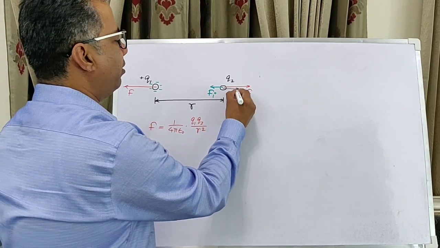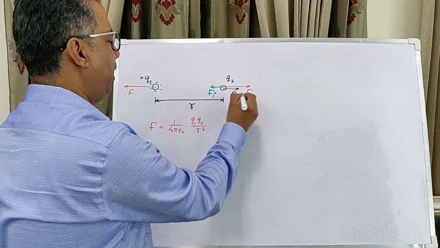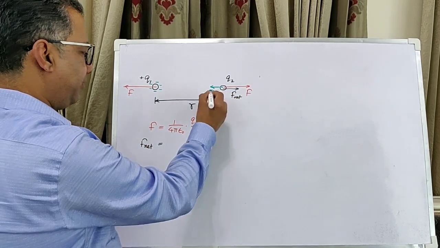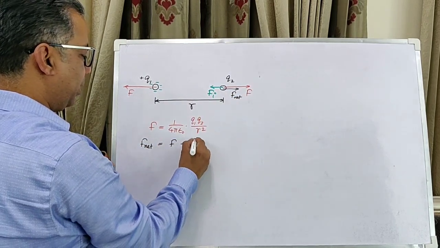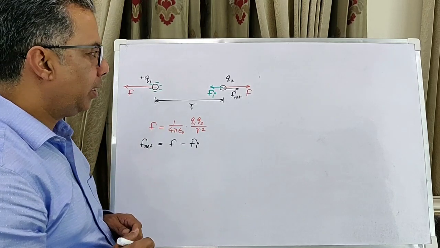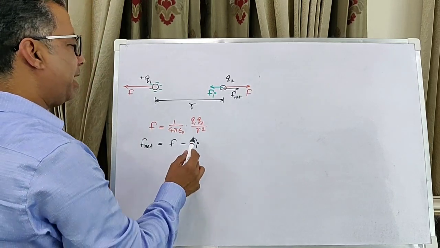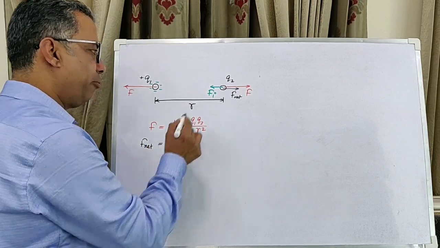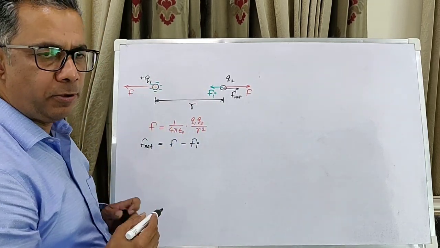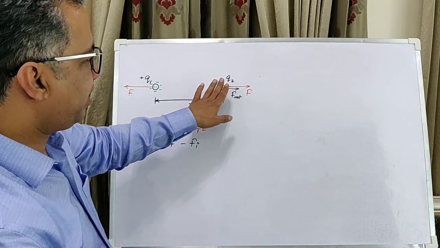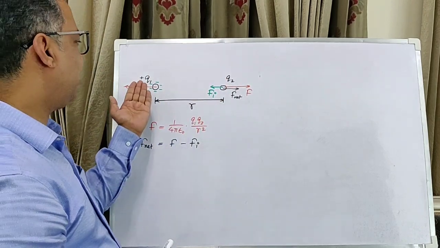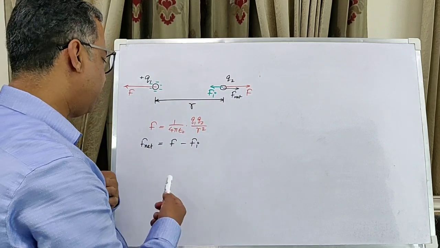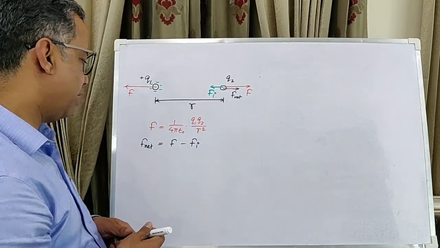The net force now will be F minus Fi. The net force now is F minus Fi. So there is a reduction in the net force exerted on Q2. An identical effect will take place on the other side. Q1 will also experience a reduction in the net force acting on it.